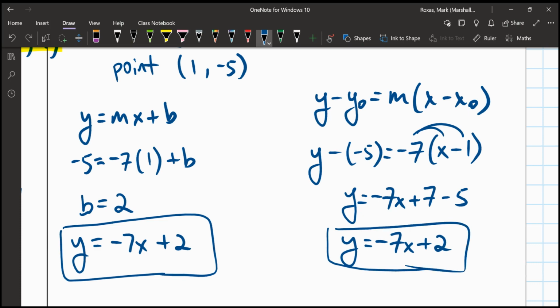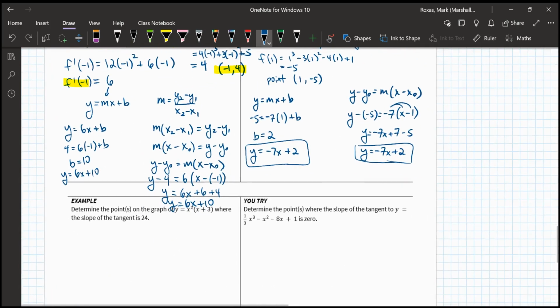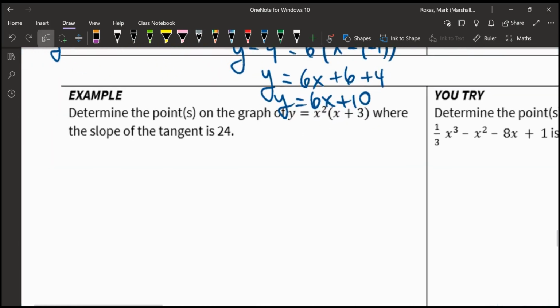But I like doing it this way because it seems much faster and easier. I mean, pretty much the same number of steps, but you could shorten the number of steps here too. All right, let's look at another example.